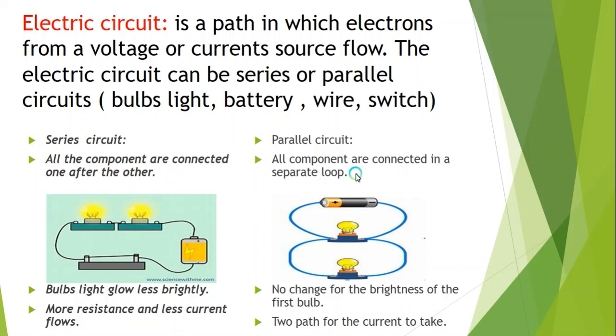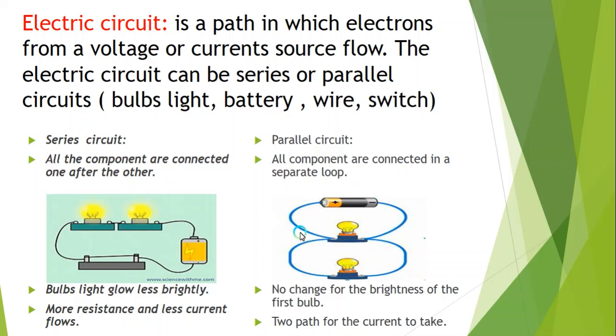Let's go directly to the second one. The second one is the parallel circuit, in which the components are connected in separate loops. So this one is the first loop, this one is the second loop. This one is a battery, this one is a wire, and this one is bulb number one, and bulb number two. Look here.